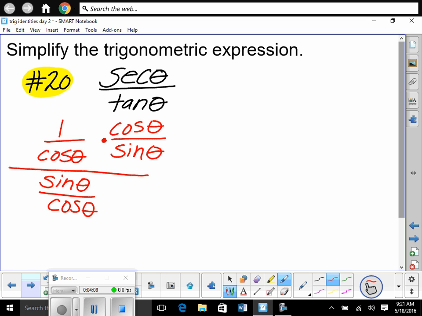So that one was easy. The cosines divide out to be 1. So our answer is 1 over sine of theta, which what is that equal to? Cosecant theta, right?